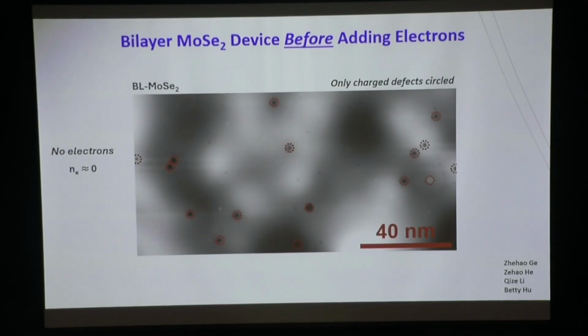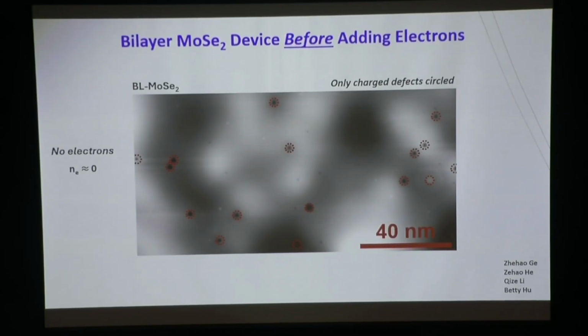So here I show an STM image of one of our low defect density devices. There's no electrons here. It's just an STM image. What I've done is I've circled all the charge defects with little red circles. I want you to remember. I want you to memorize where those little red circles are. I know that's impossible, but try anyways. So you can also see the charge neutral defects in the background. I did not circle them because they don't play such an important role in the physics I'm about to show you.